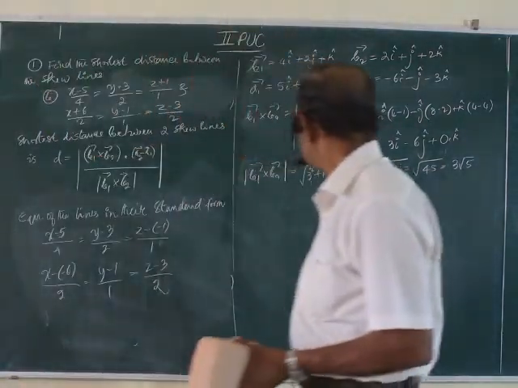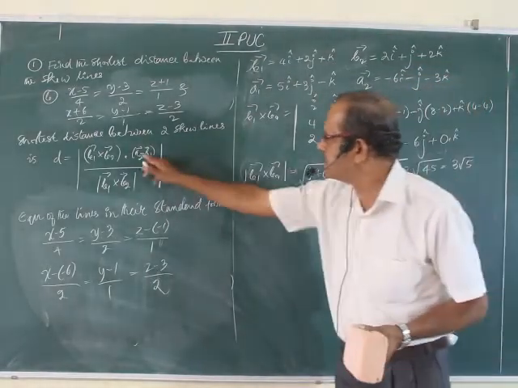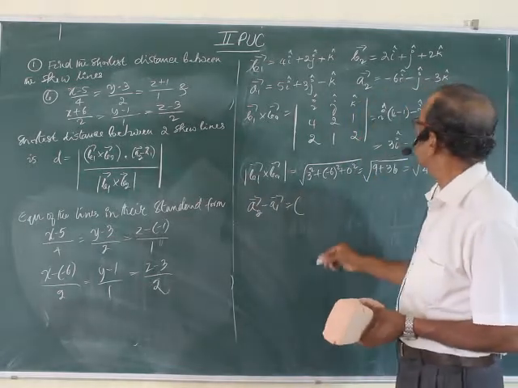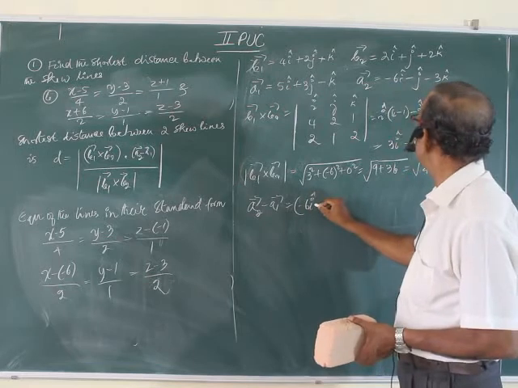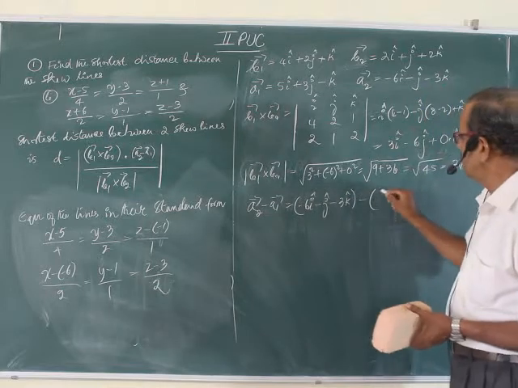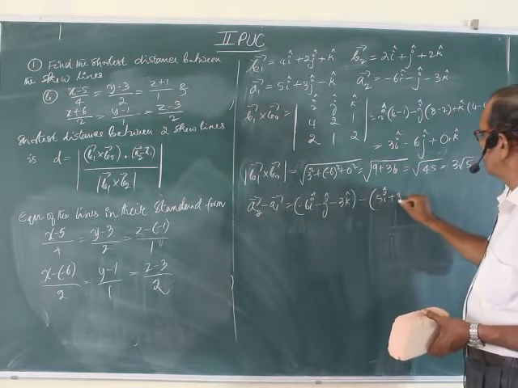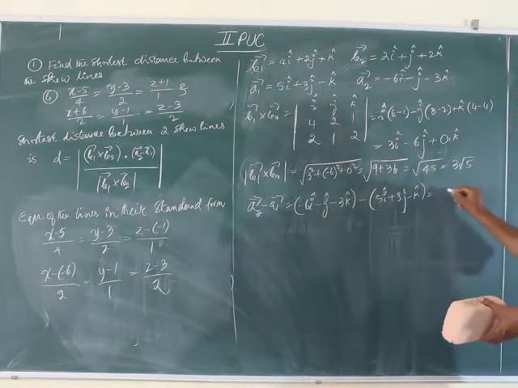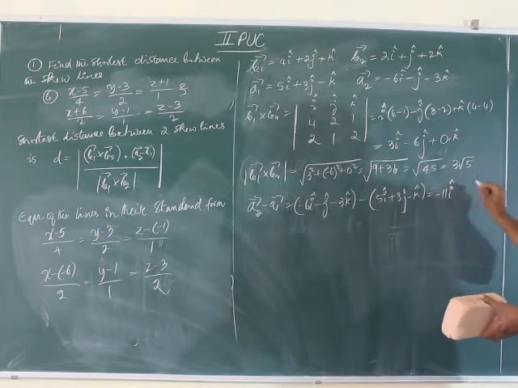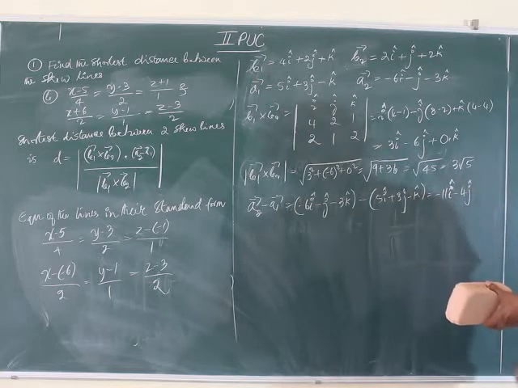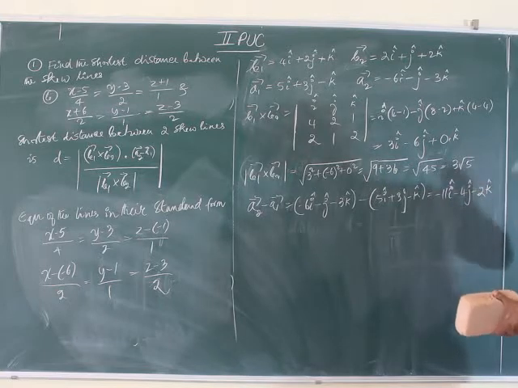Next, after obtaining this, you need the last one, A2 minus A1, equal to A2, minus 6i minus j minus 3k, minus A1, 5i plus 3j minus k. So it is minus 6 minus 5, minus 11i, minus j minus 3j minus 4j, minus 3k minus of minus k, minus 2k.